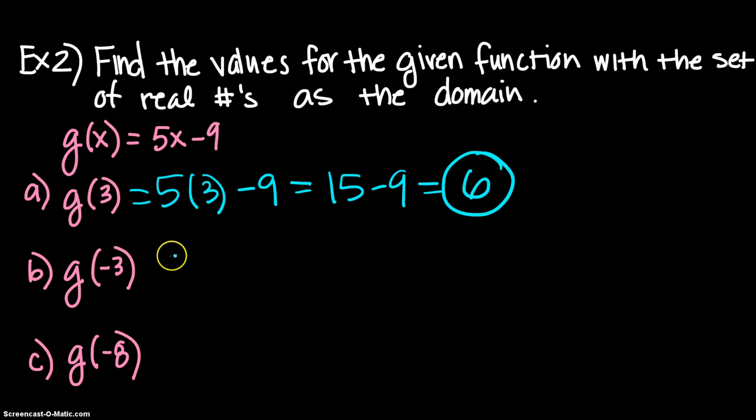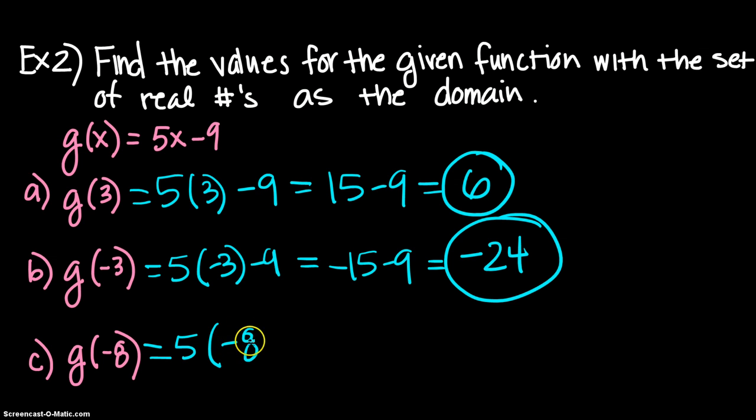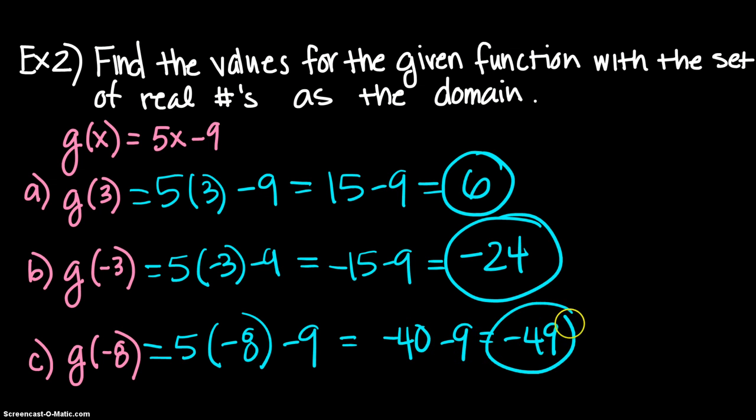Part B, find g of negative 3. So plug in negative 3. 5 times negative 3 minus 9. That is negative 15 minus 9, which gives us negative 24. That's my second answer. Okay, g of negative 8. So this is 5 times negative 8 minus 9. So negative 40 minus 9, which is equal to negative 49. So those are my answers.